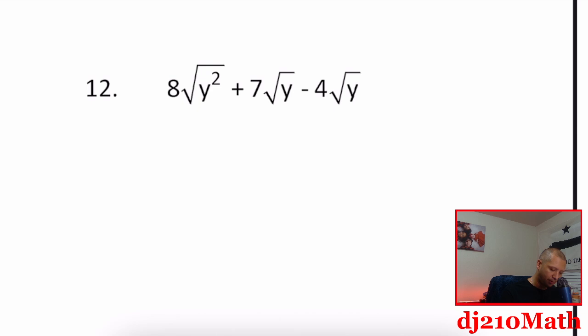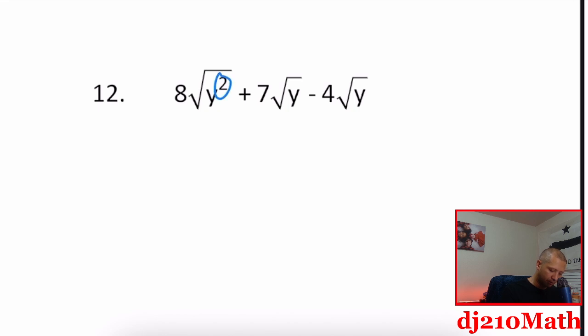Okay. Always simplify first. This is y squared. So when you square a square root, it just goes away. So this is really 8y. That doesn't combine with anything. However, these match. So 7 minus 4 is 3. Positive 3 root y.